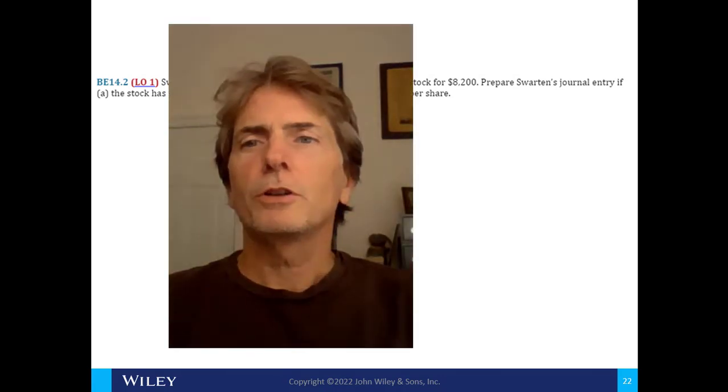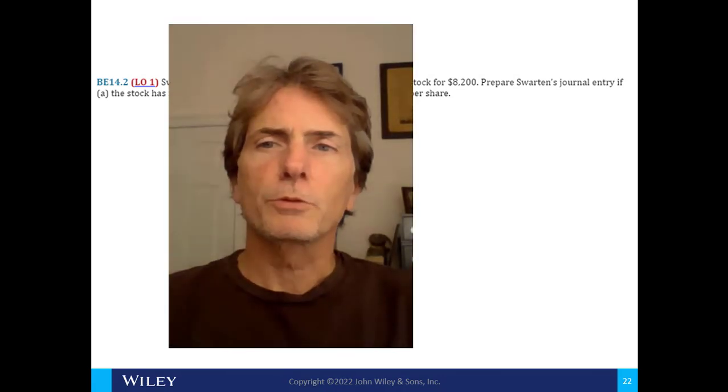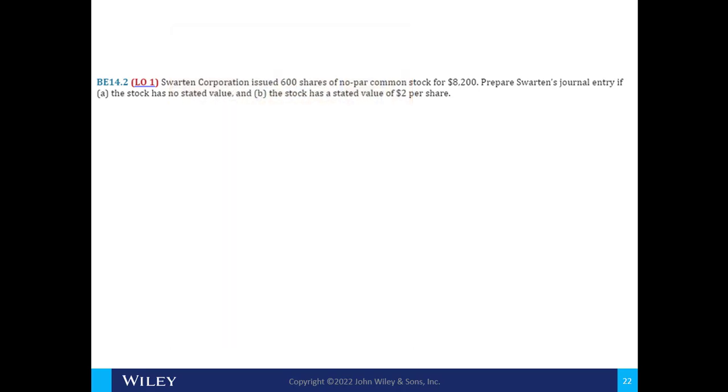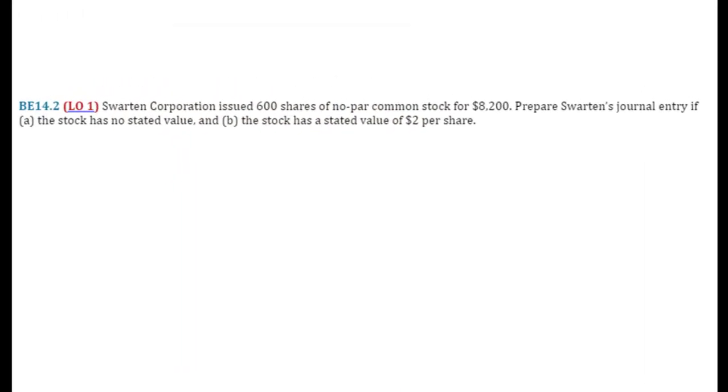Hello class, we're going to go ahead and look at a few problems that are related to chapter 14. The first problem is brief exercise 14.2. Let's go ahead and look at it. So this is for Swarton Corporation. They issued 600 shares of no par common stock. Prepare the journal entry as if the stock has no stated value.